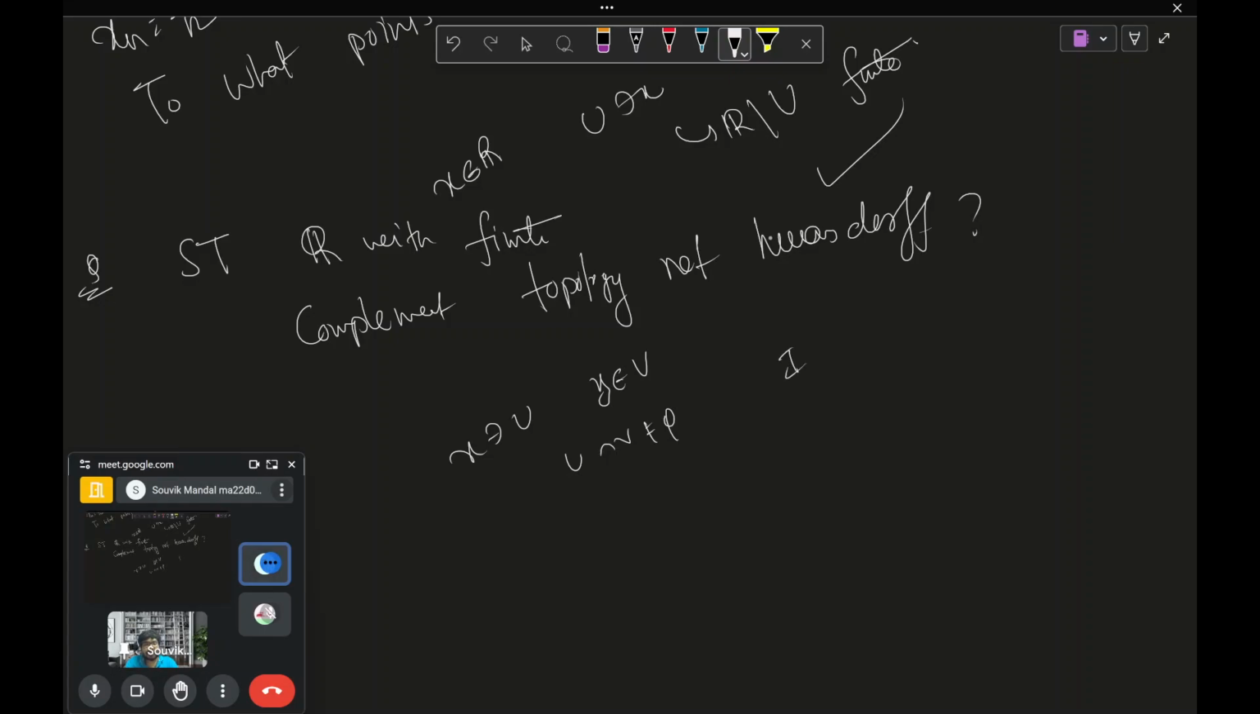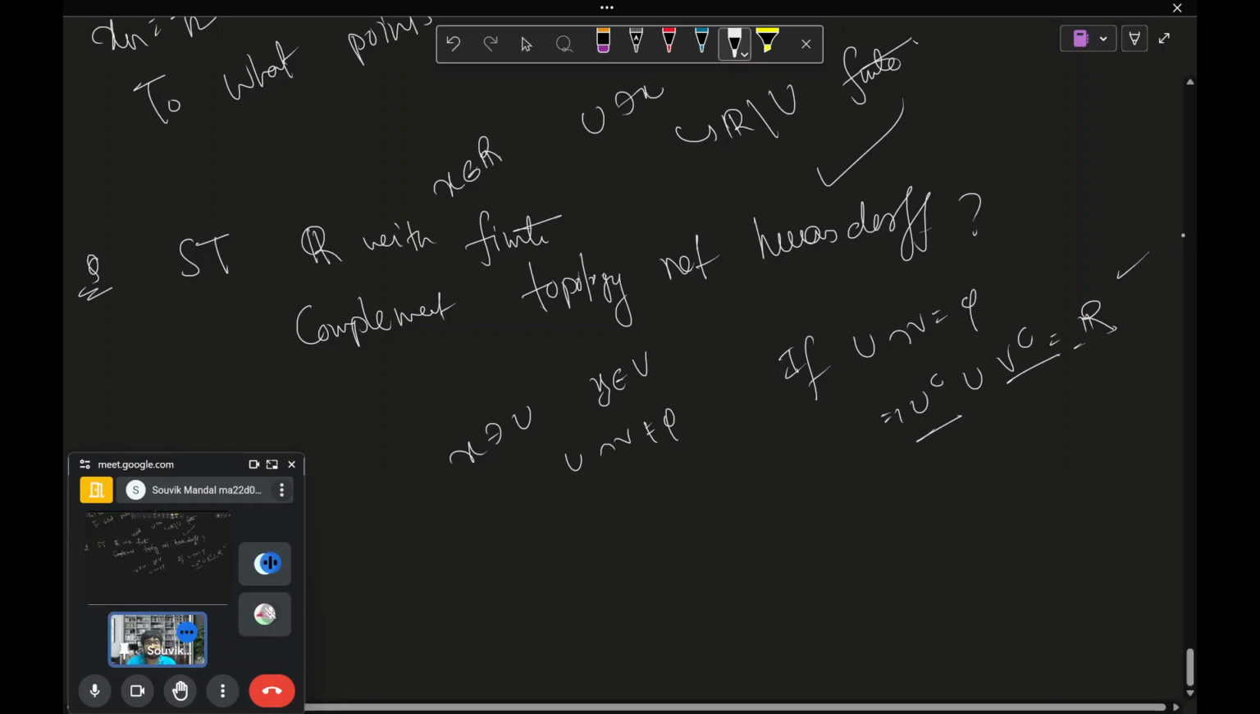Technically, if U intersection V is empty, this implies U complement union V complement is the whole of R. But U complement is finite and V complement is finite, so it cannot be the whole of R. That's the argument. Thank you, sir. Nicely done. This type of argument is actually very technical. You don't need to think about whether the intersection is finite or not; it comes automatically.